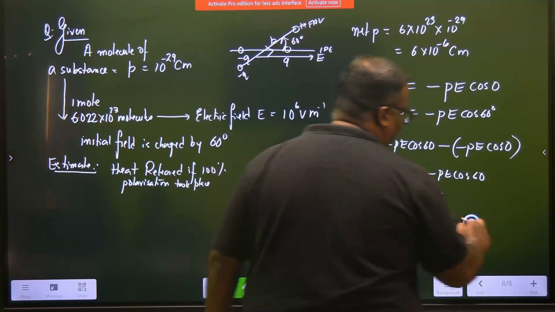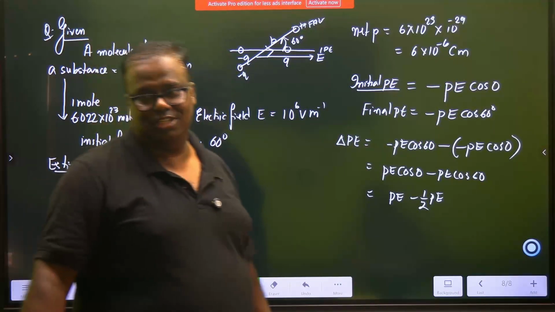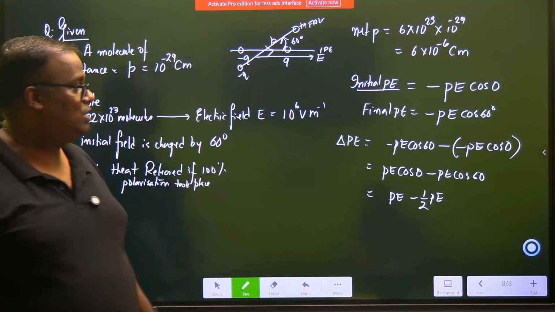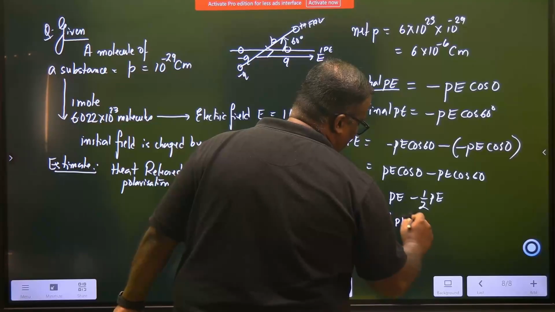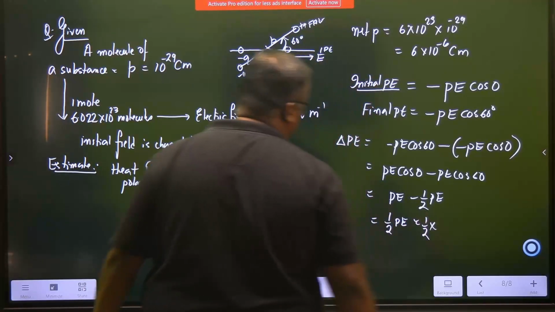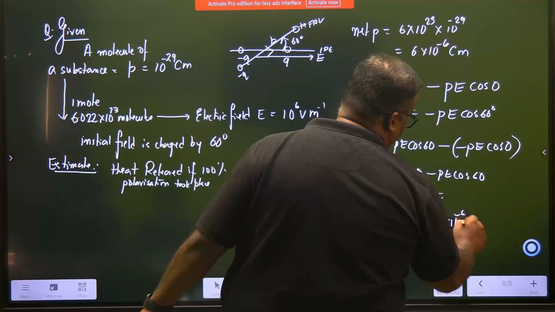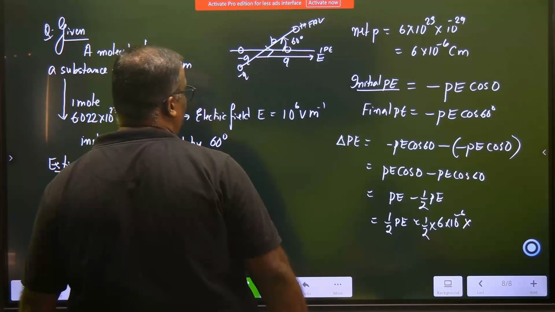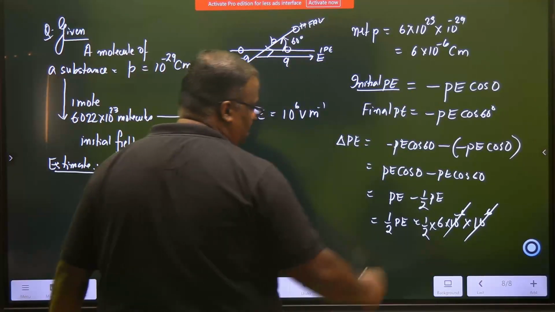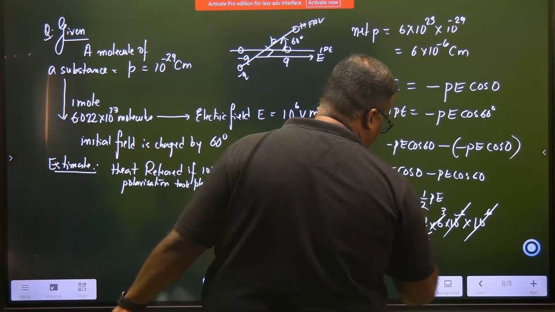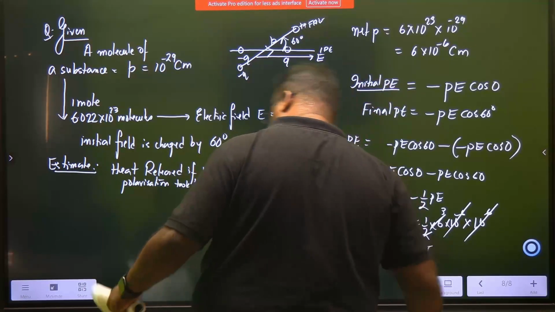Hey, are you writing values or what? Cos 60 is half. Sin 30 is half, so cos 60 is also half. So it is PE minus half PE. So it is half PE, which is equal to half into how much? P, we got the value 6 into 10 to the power minus 6, into E. How much is our E? 10 to the power 6. CBSE will always give you nice numbers. Yeah. So this is 3. So PE is equal to 6 joules.